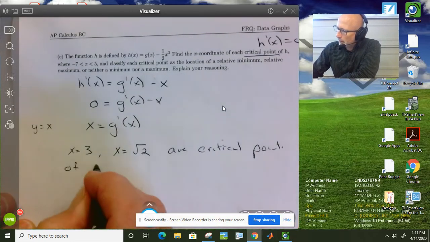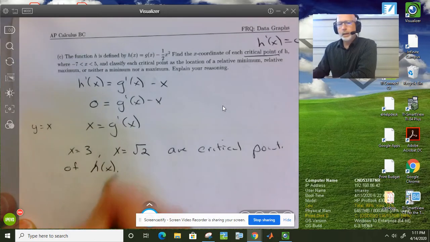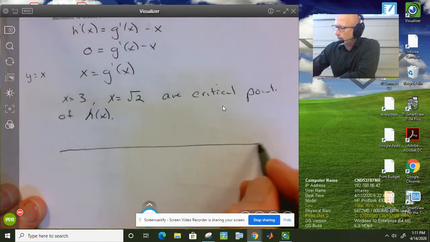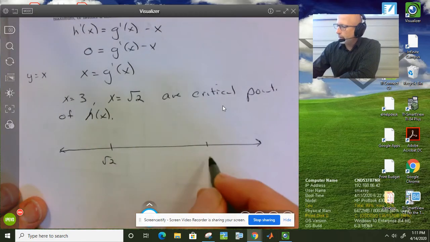of h of x, right? Okay, so now we have to determine what type of critical point they are. So what I'm going to do is put these on a number line. The square root of 2 is smaller than 3 is.